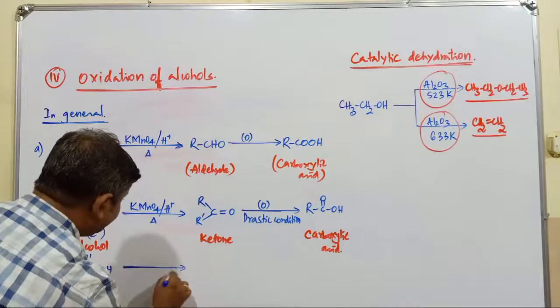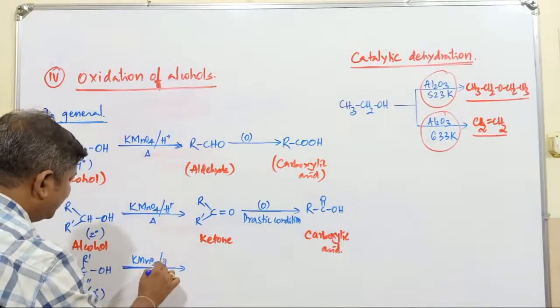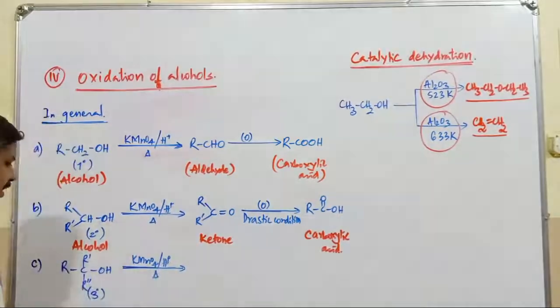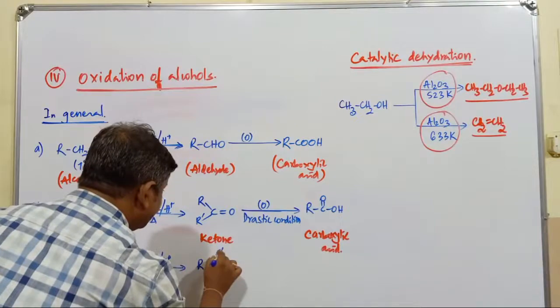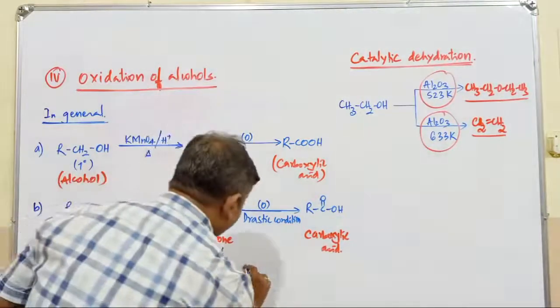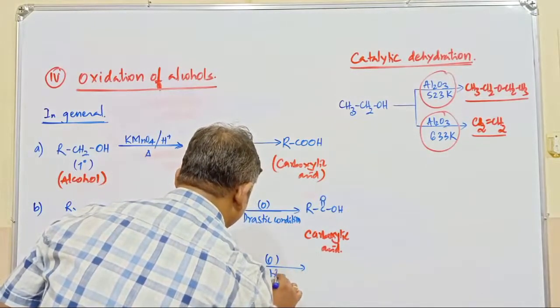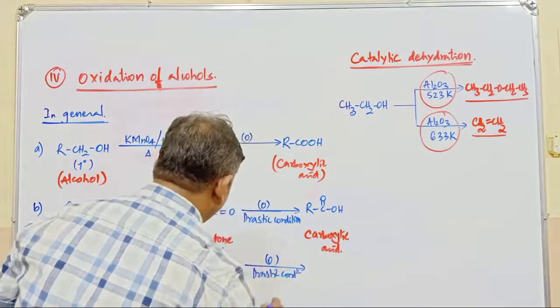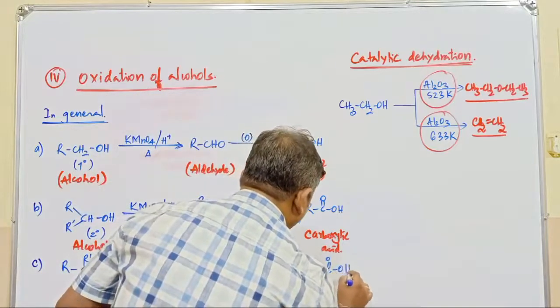When it is oxidized by KMnO4 and H+ at high temperature, this compound is converted into R, this is dash. What is the compound here? A ketone is going to be there. Further, this is going to be oxidized again under drastic conditions. Again under drastic condition, what is the compound produced? It is RCOOH.